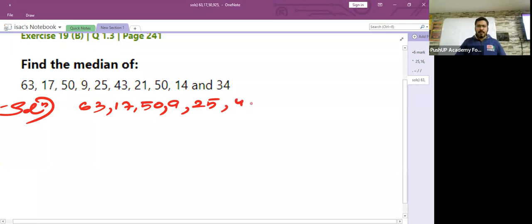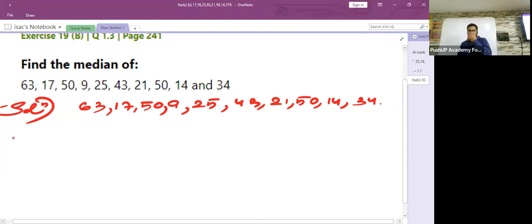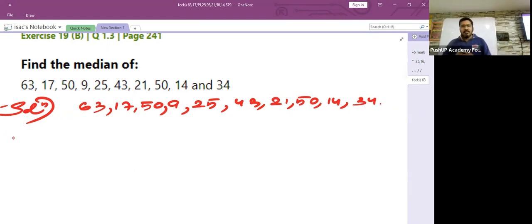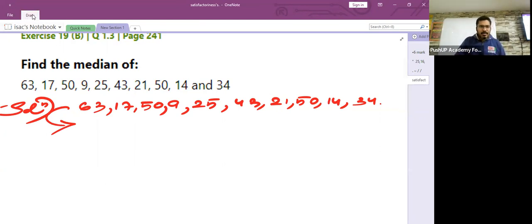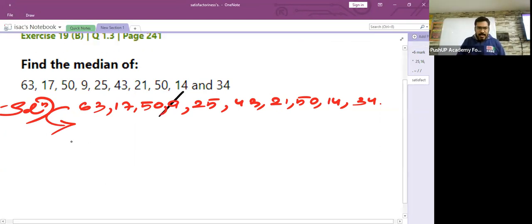So 9, 25, 43, 21, 50, 14, and then 34. All right. Now, children, first of all, let us arrange all these observations in ascending order, right? So, which is the lowest value? I think it is 9. Yeah, it's 9. After 9, which value? I think it is 14.